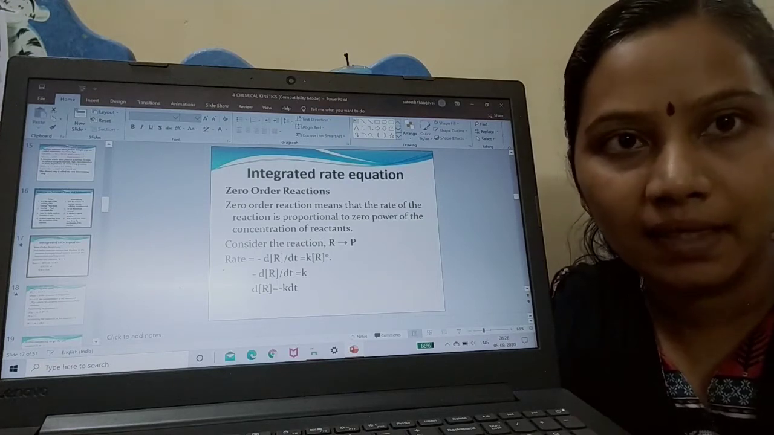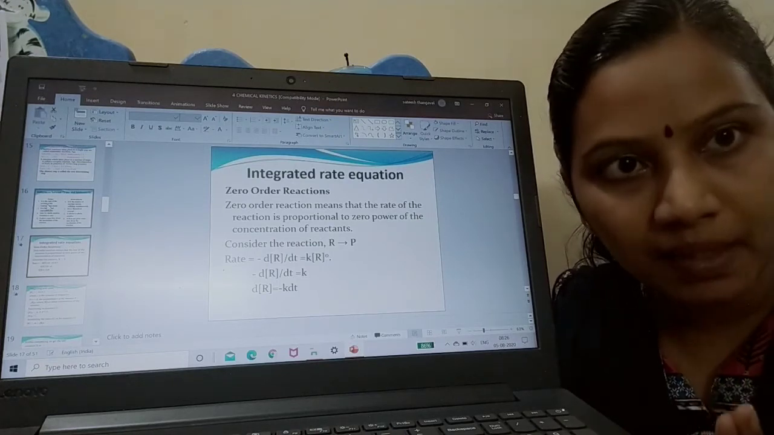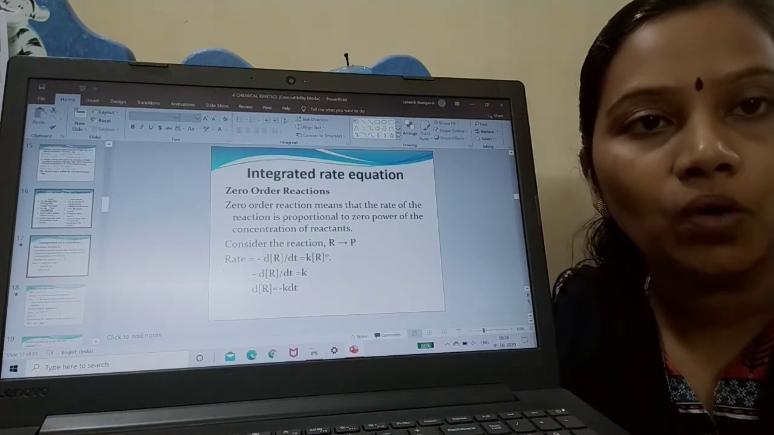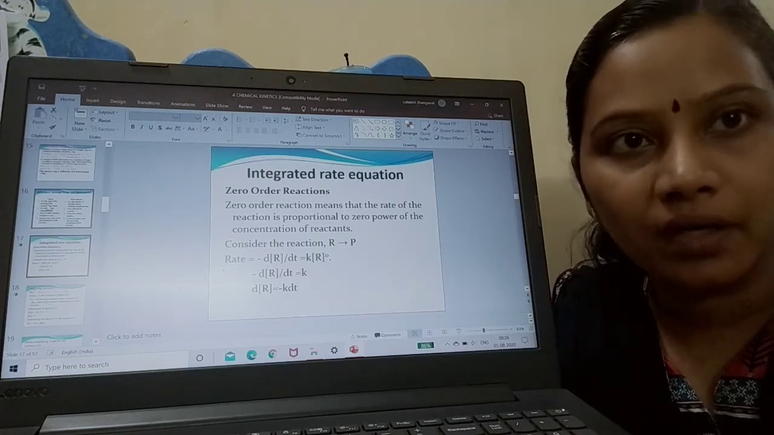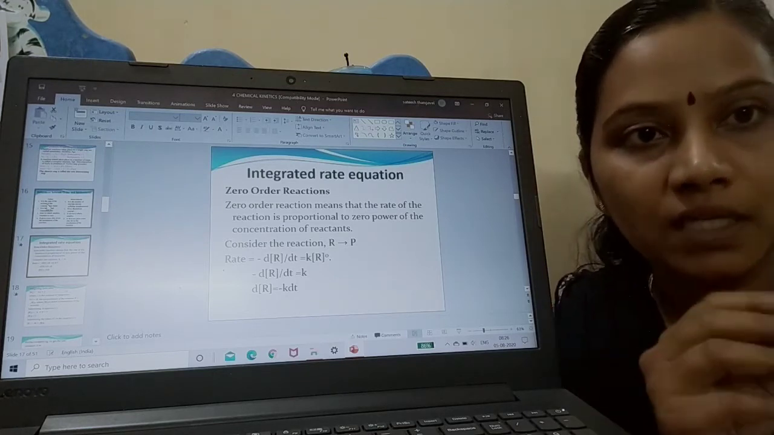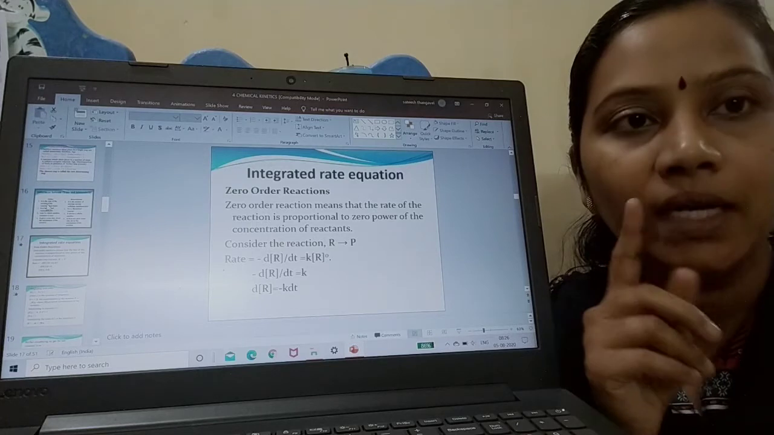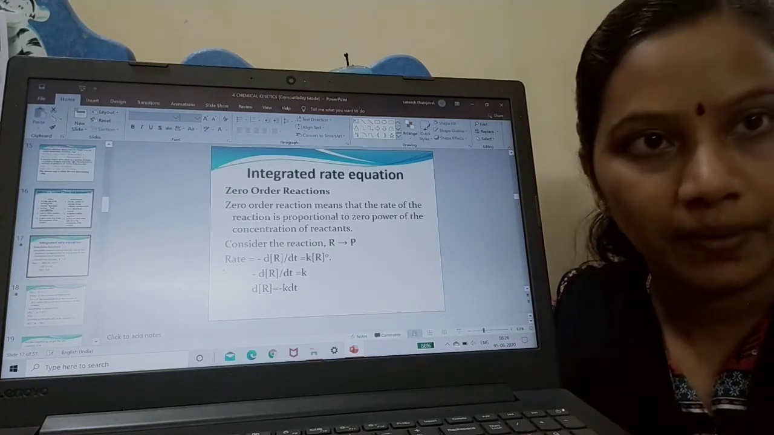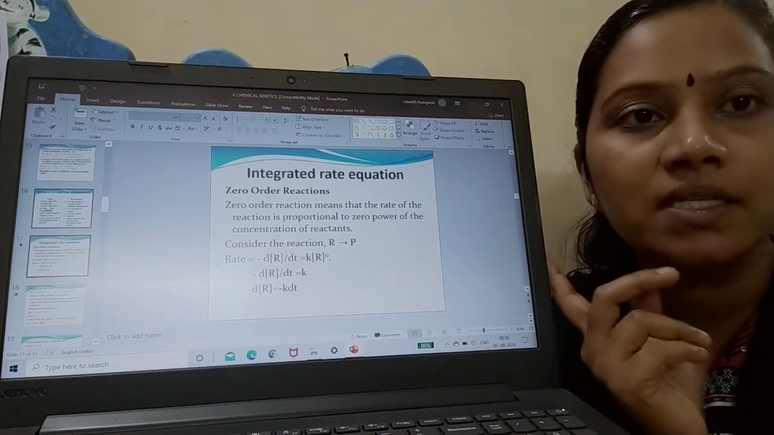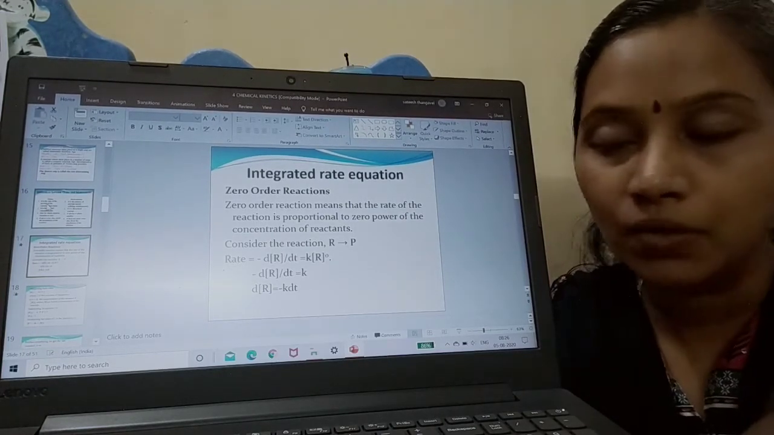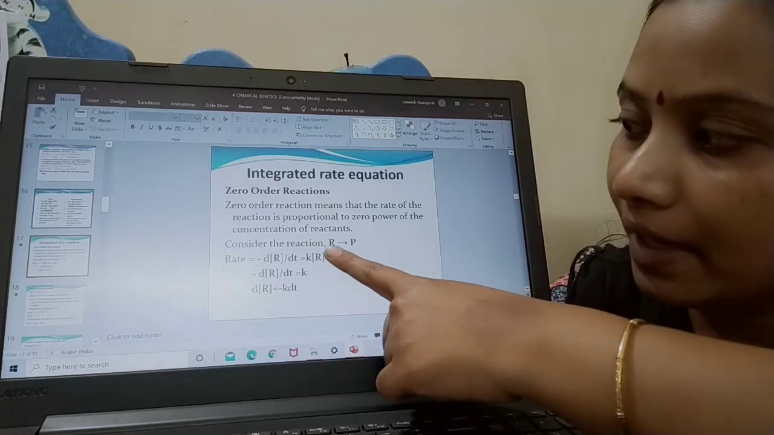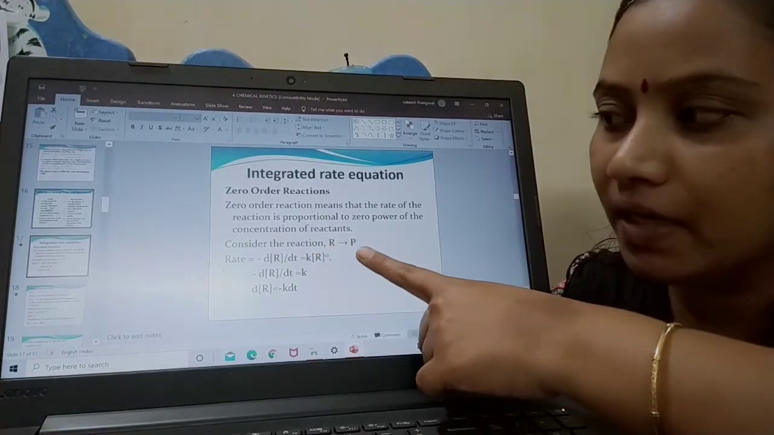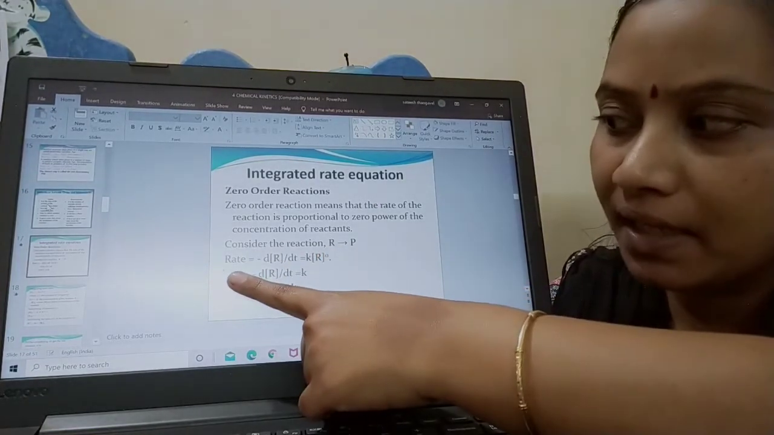small a capital A plus small b capital B giving rise to the product. Now I am going to ask you to write the rate for a zero order reaction. The rate of a reaction is equal to rate constant k into concentration of A to the power small a. What is the value of small a? Since it is a zero order reaction, I have to indicate it with 0. See, in the same way, reactant R is giving rise to product P. How will I represent the rate of a reaction?